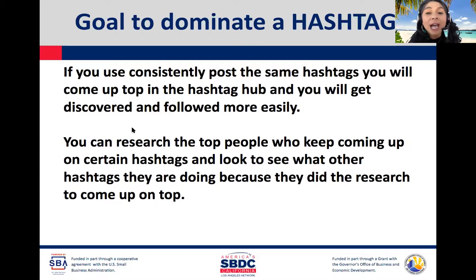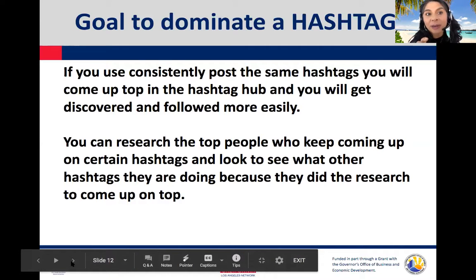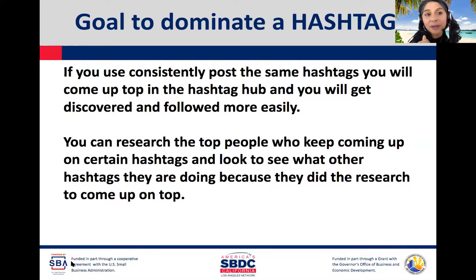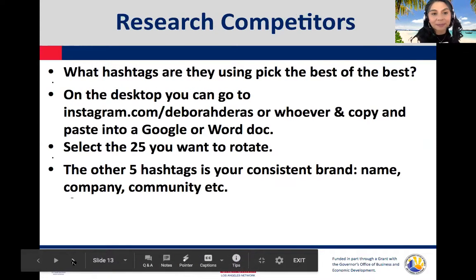So you can see the top people that come up with certain hashtags, see what they're talking about, see who's following them, and follow their followers so that you can get their same target market. When you follow their followers, you go to their profile, you don't even have to follow them to follow their followers. You just see who's following them, then you click on that, and you can start following them. And if you write a comment like nice post, they may follow you back.